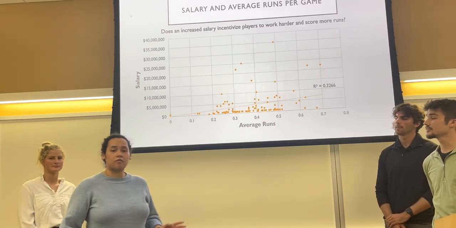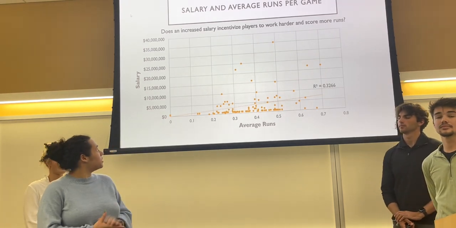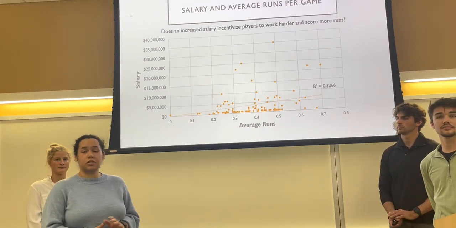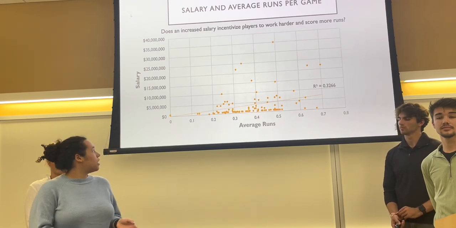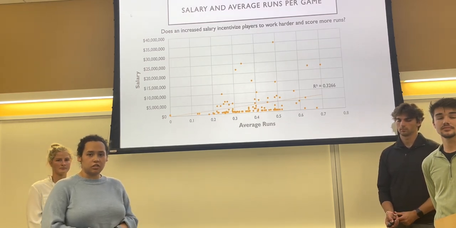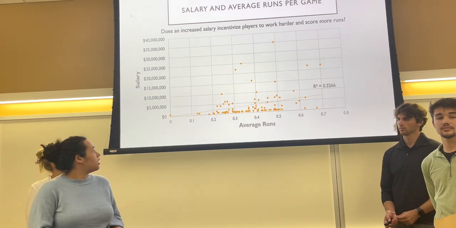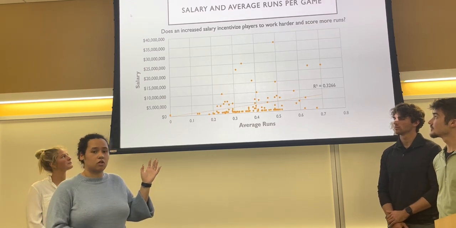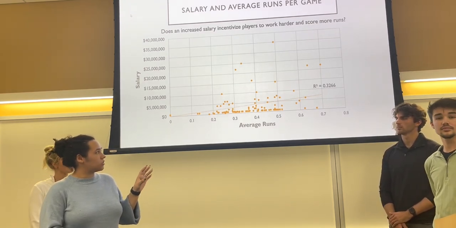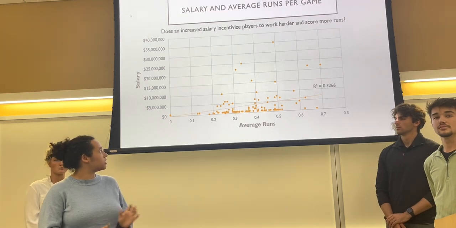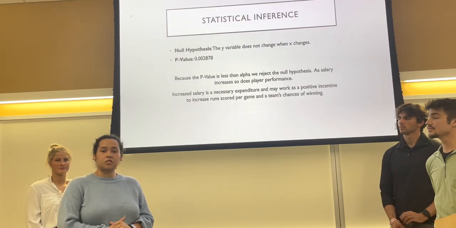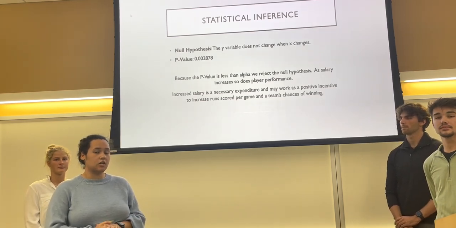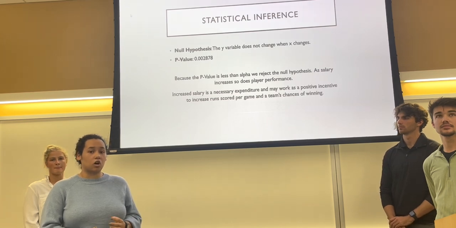All right, and so for our final hypothesis, I wanted to look at, does an increased salary incentivize players to work harder and score more runs? And so we've got that average runs variable again, that Daniel was talking about, and then salary. And our salary ranges from $500,000 at the least to about $36 million at the highest. And from the graph, it doesn't quite look like there's a huge correlation, but with our line of best fit and our R squared at about 0.3, we can see that there's a very weak linear positive relationship. And from our statistical tests, we can conclude that with a really small p-value, we can reject our null hypothesis. That means that salary and average runs are related.